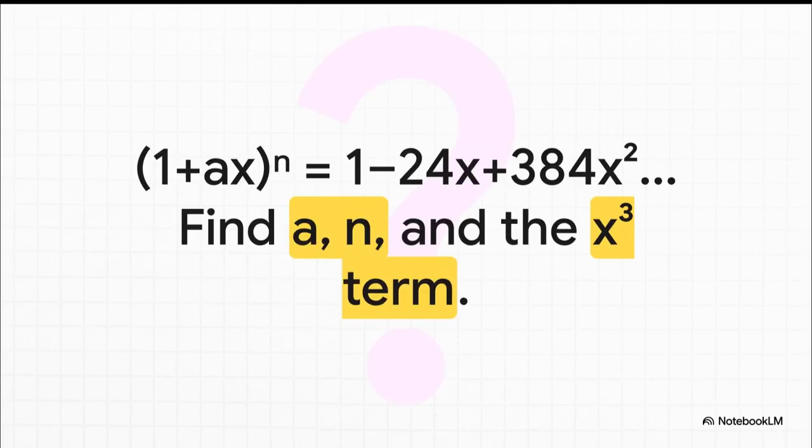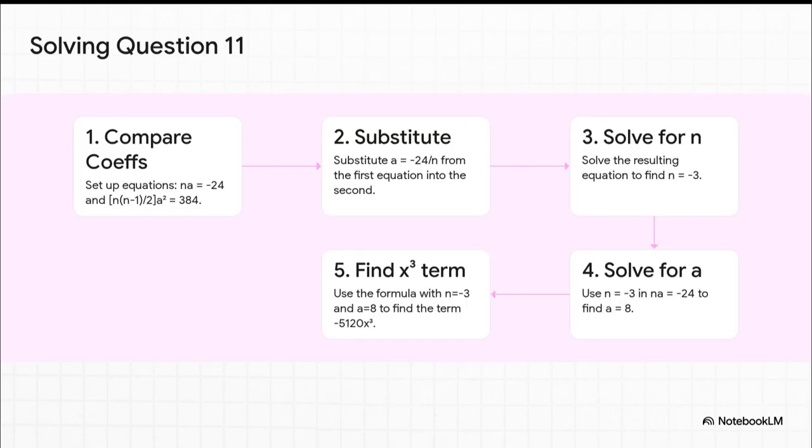Okay, last big exercise before the exam questions. Question 11. This is another one of those compare the coefficients puzzles, but this time we have to find two unknowns, both a and the power n. The strategy is pretty much the same. We write out the first few terms of the general expansion for 1 plus ax to the n. The x term's coefficient is just na. We know that equals -24. The x squared term's coefficient is that n times n minus 1 over 2 all times a squared. We know that equals 384. So now we've got two equations and two unknowns, n and a. From here on out, it's just a good old-fashioned simultaneous equations problem.